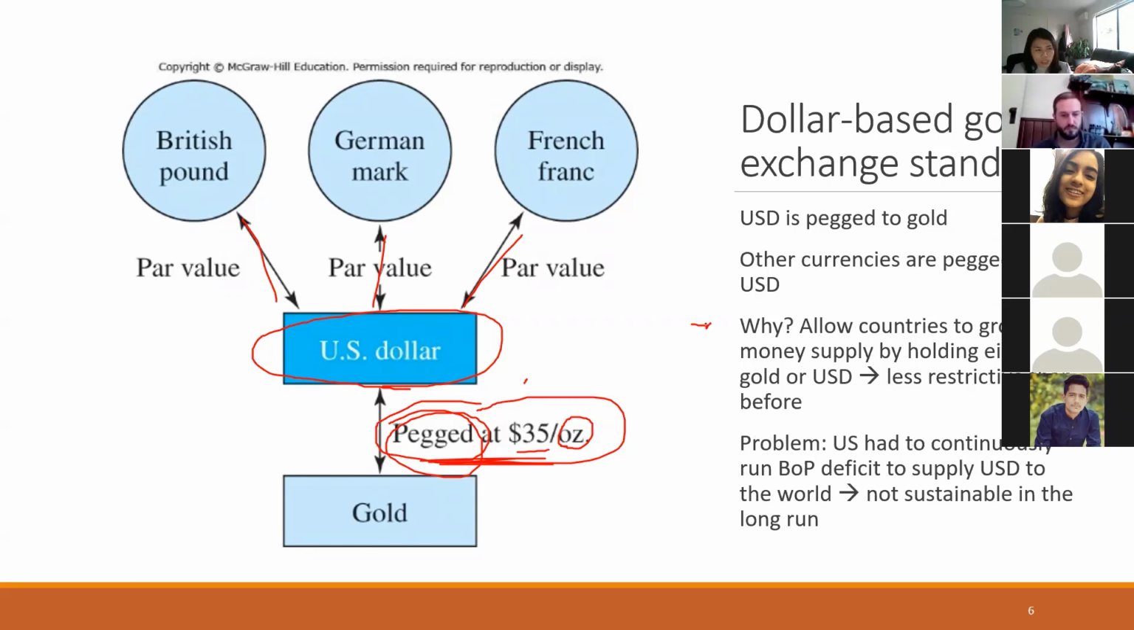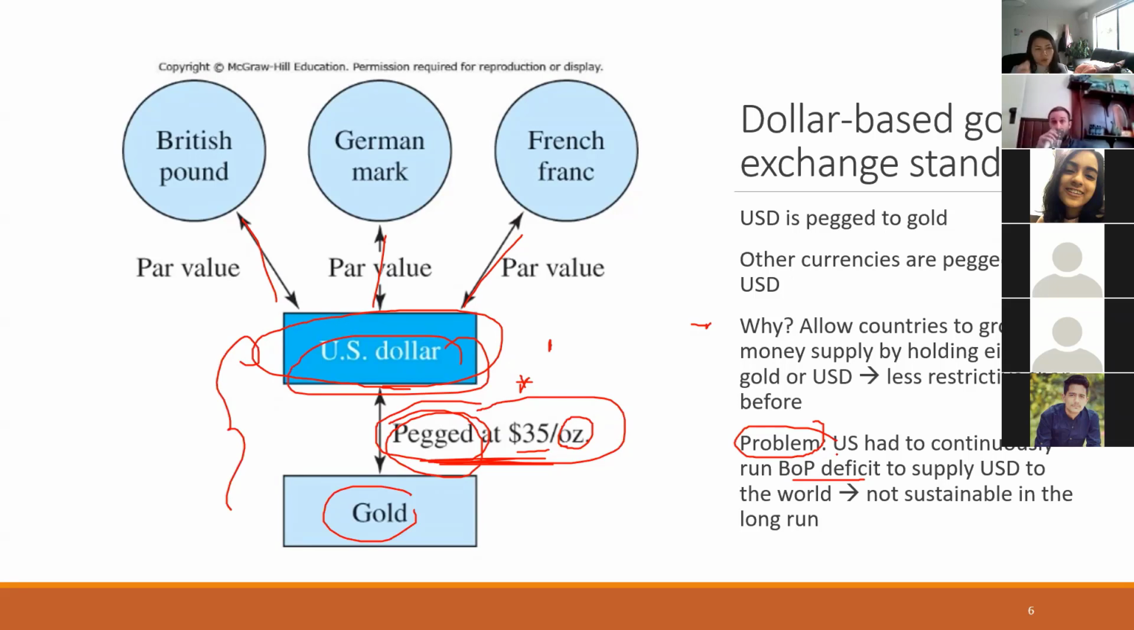Now, even though it's less restrictive than before with the classical gold standard, there is an additional problem with this exchange rate regime, okay? And what is the problem here? So under this system, as you can see, for any country besides the US, they can grow their money supply by holding either gold or the USD, okay? So for the US to be the country that provides reserves to every other country in the world, the US economy has to be continuously in balance of payments deficit, okay? So we'll talk about this later on, but when other countries hold the USD as reserves, then the current account of the US will be in deficit, okay?